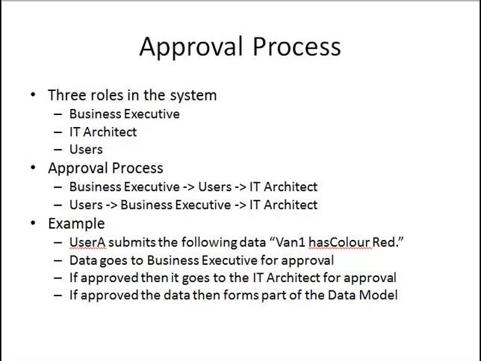Likewise, if the user creates the requirement, it will go to the business executive for approval and then to the IT architect. For example, if user A submits the following data or requirement, van 1 has color red, that data will then go to the business executive for approval. If approved, then it goes to the IT architect for approval. If approved, the data then forms part of the data model.